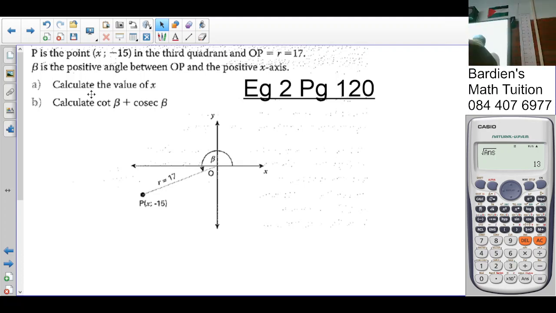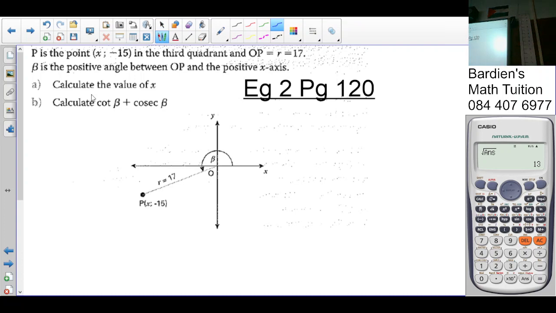So I'm going to do this quickly. First things first, I complete the triangle. I always drop it perpendicular onto the x-axis. That's an x and a y. So the x is x and your y is negative 15. I'm going to calculate x using Pythagoras. The Pythagorean theorem says 17 squared, your hypotenuse squared, is equal to x squared plus y squared, which is negative 15 squared. Don't forget the negative inside the bracket.